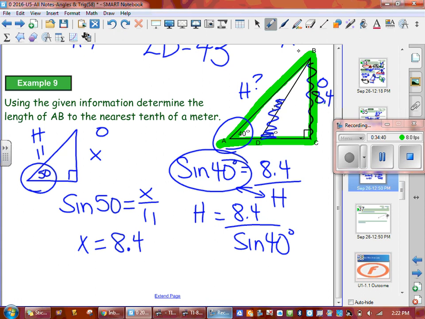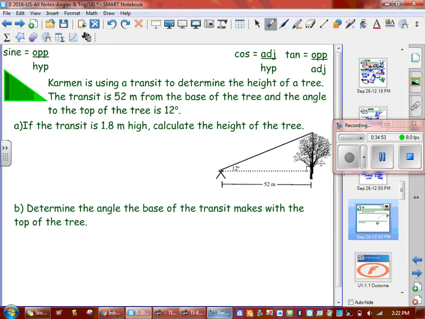Okay, last couple questions here. So, or question, I should say. First of all, you need to find, it says the transit is 52 meters from the base. The angle to the top of the tree is 12 degrees, but the transit is also 1.8 meters high. So we need to determine the angle of the base of the transit with the tree. So this is what we need to find out, is that angle there for letter B. But we are not able to find that out until we find the height of the tree. So we need to find the height of the tree first, x.